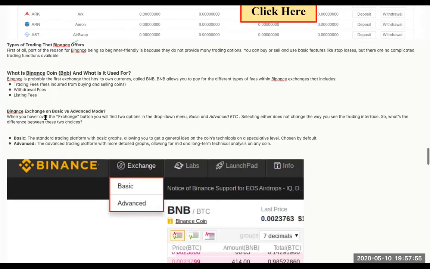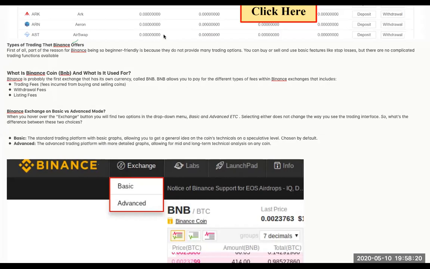So what is Binance Coin? Binance has their own coin called BNB. And why am I going to discuss BNB? When you are doing trading, there are fees: trading fees, withdrawal fees, and listing fees. These are the costs of your trading. It's very important to put them down. As a trader, you need to know the costs of doing that trading.